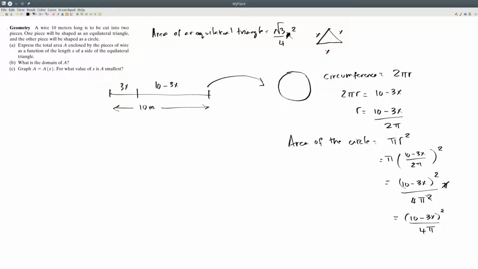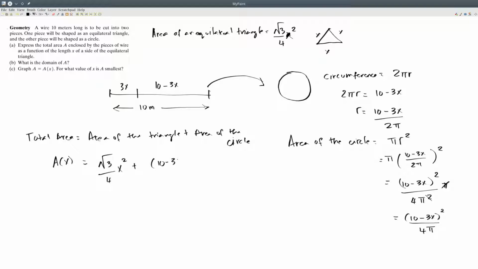So the total area in this problem would be the sum of the area of the triangle plus the area of the circle. And both of them are in terms of x, the side length of the equilateral triangle. So we will have square root of 3 over 4 x squared plus 10 minus 3x squared over 4 pi.